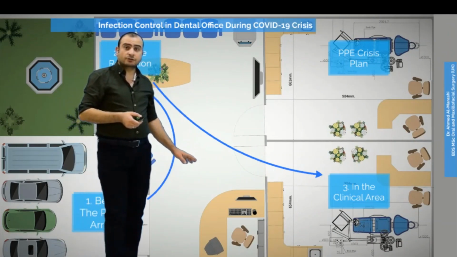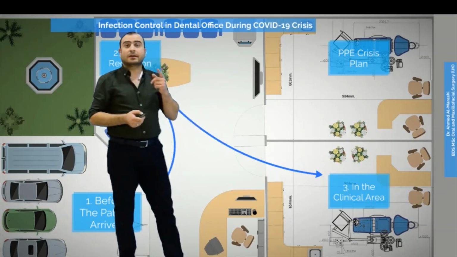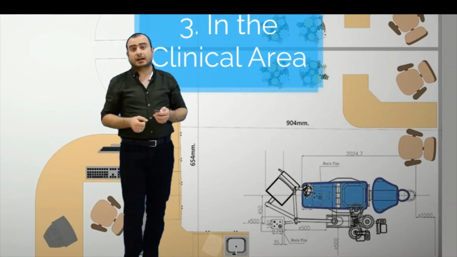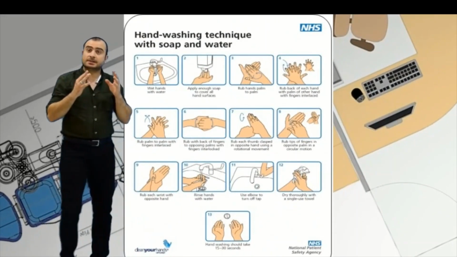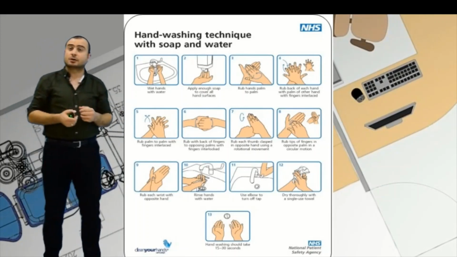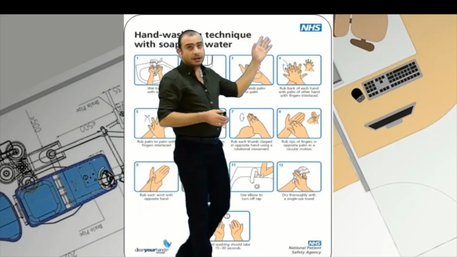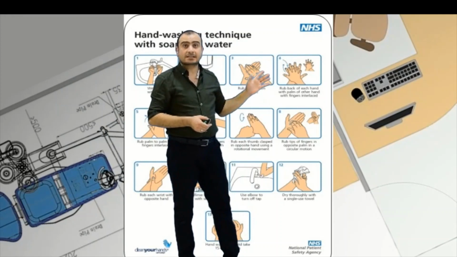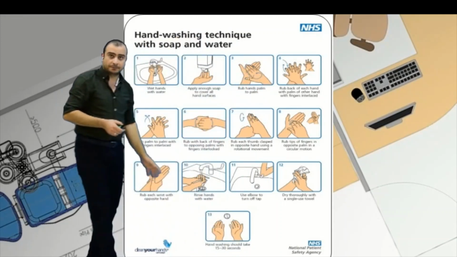Now, after we finish in the clinical area, what are the steps we need to follow during hand hygiene practice? Hand hygiene, as we said, can be done by alcohol rub or by using a mixture of water and soap. Hand hygiene, as recommended by the National Health Service of the UK, the NHS, should include these 7 steps, starting from this picture and ending with this one.